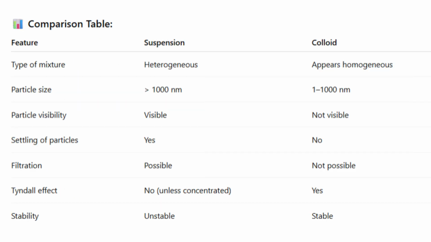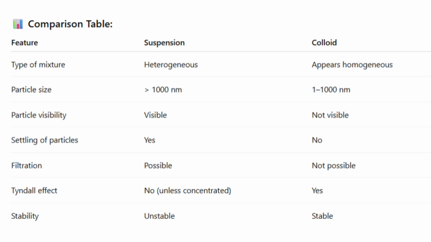Let's compare suspension and colloid across various features. Type of mixture. A suspension is a heterogeneous mixture. The components can be seen separately. A colloid appears homogeneous to the naked eye, but is actually heterogeneous at a microscopic level. Particle size. In suspensions, particle size is greater than 1000 nanometers. In colloids, particles range from 1 to 1000 nanometers.